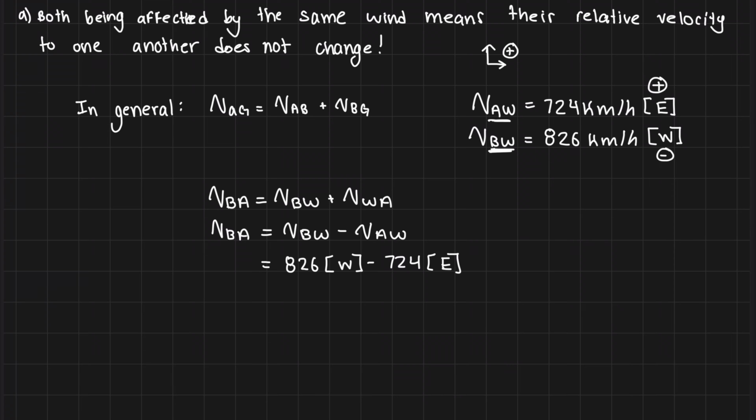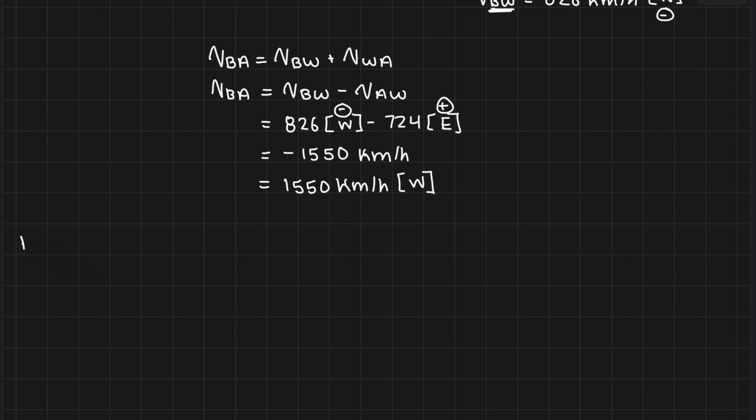We have the velocity of B relative to W equal to 826 west minus the velocity of A relative to W, which is 724 east. Now we have a negative that makes 826 negative, and then we have the negative that was there since we switched the direction. We end up getting negative 1550 kilometers per hour, which is actually 1550 kilometers per hour west. Now we can move on to part B.